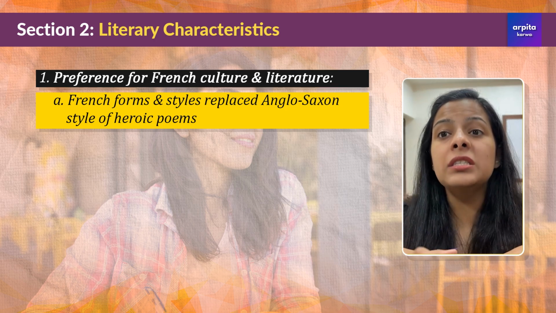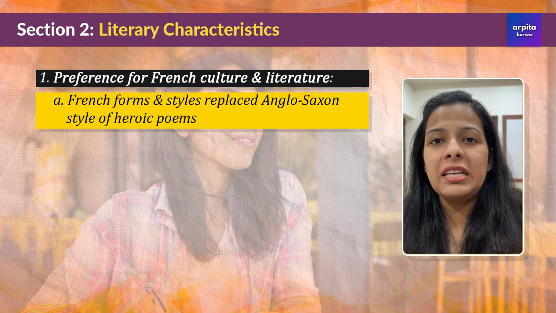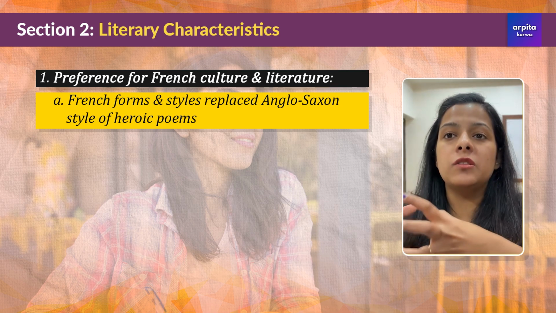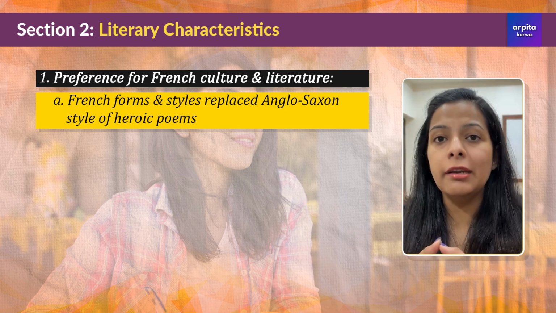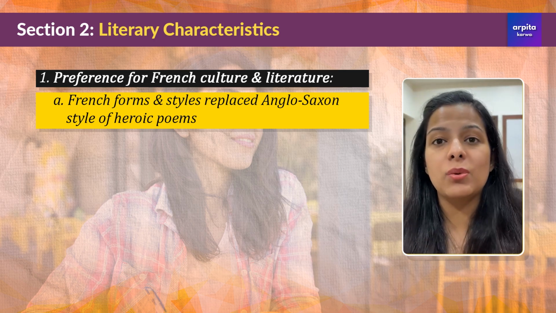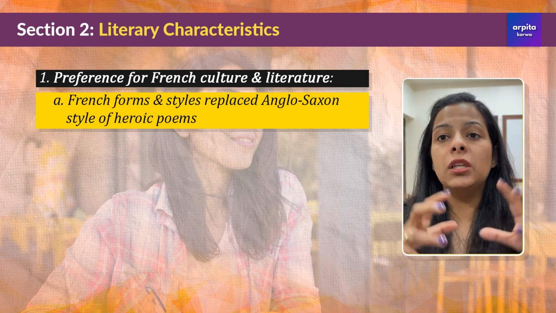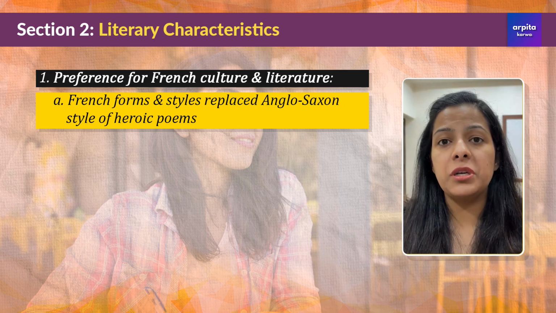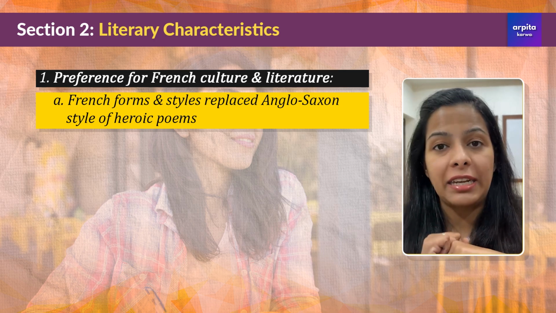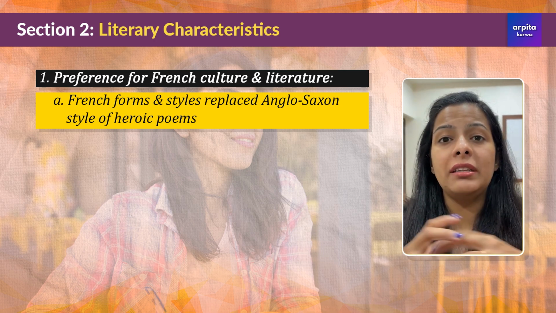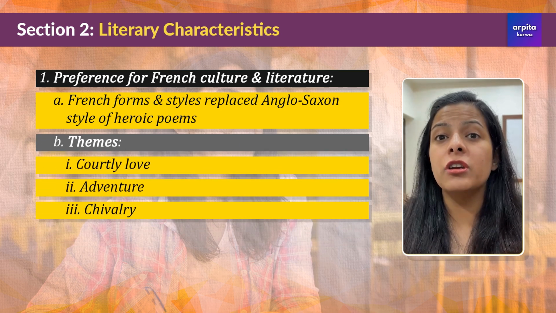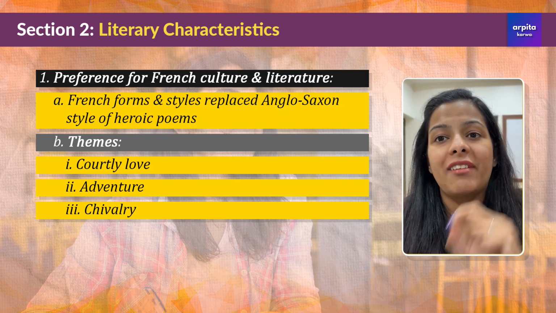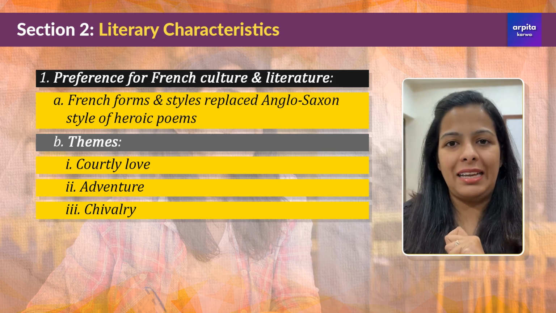Why so? Because French kings from France became the rulers of England. And because French rulers were ruling England, they brought with them French language and literature. And because of this, the old Anglo-Saxon style of heroic poems and alliterative verse were replaced by French style of writing. These new styles brought themes of courtly love, adventure, chivalry into English writing, because these were the themes that were tackled by writers who were writing in France at that time.